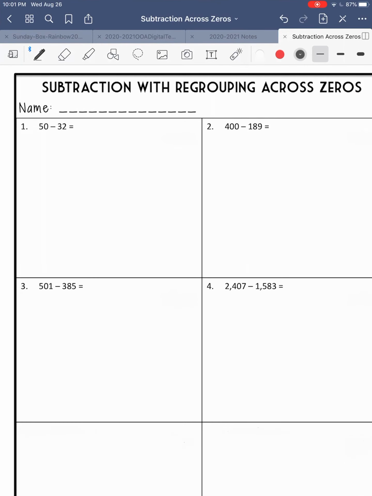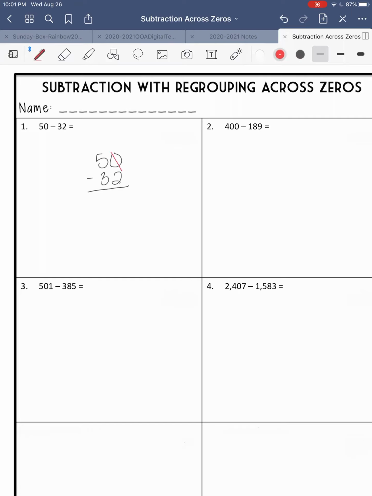Okay, we're going to do some subtraction with regrouping across zeros. So the first thing we're going to do is write the problem, lining up our numbers. And then once I write it, I realize that I can't do 0 minus 2. So I have to borrow.